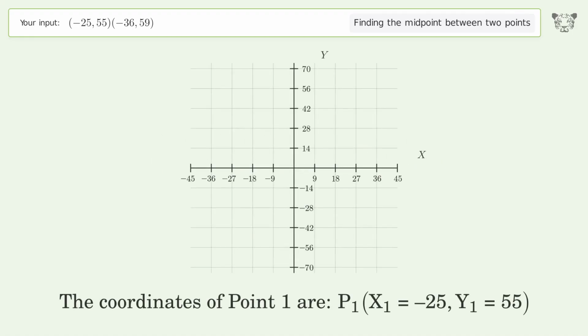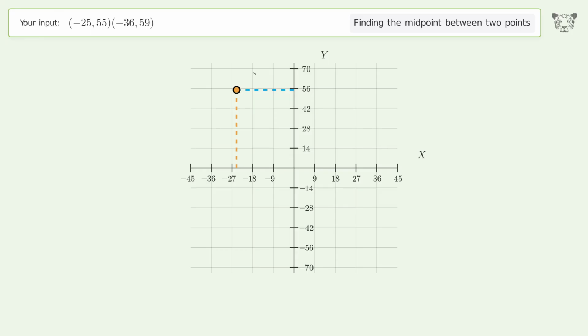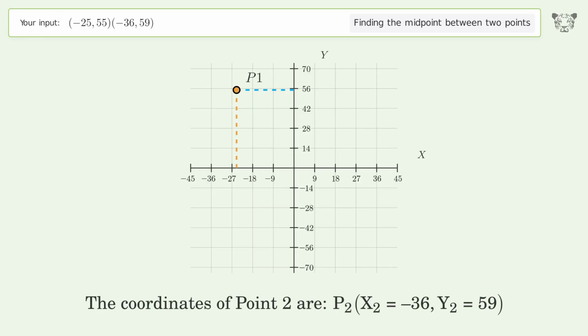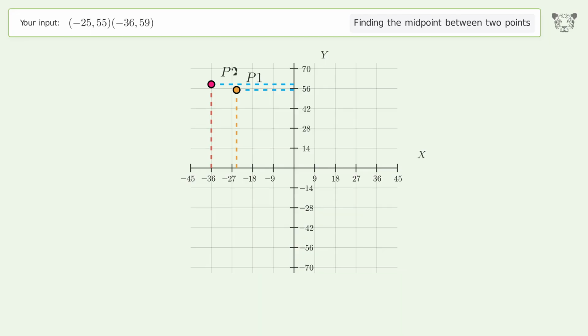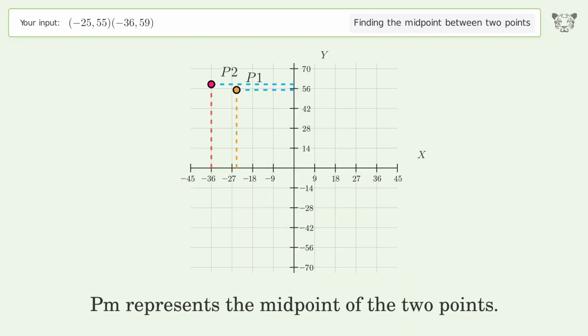The coordinates of point 1 are, x1 equals -25, y1 equals 55. The coordinates of point 2 are, x2 equals -36, y2 equals 59. PM represents the midpoint of the 2 points.